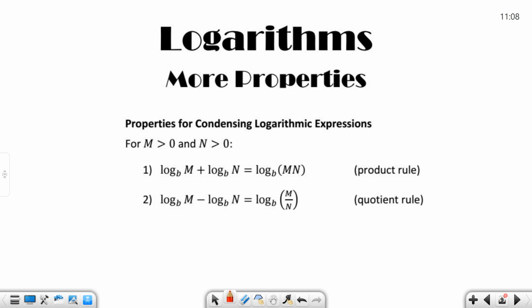So the quotient rule, same thing, turned around, right? Subtracting the two logs on the left equals the division of M and N inside a log on the right. And then here we're taking the power and moving it up to right here. So same three rules, product, quotient, power, same three properties, just turn them around, okay?